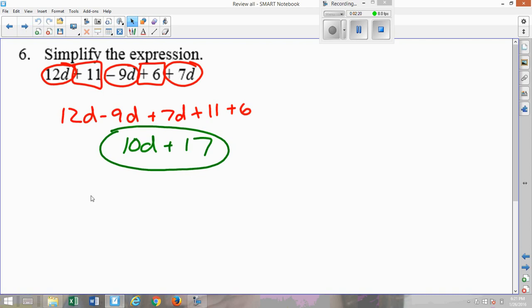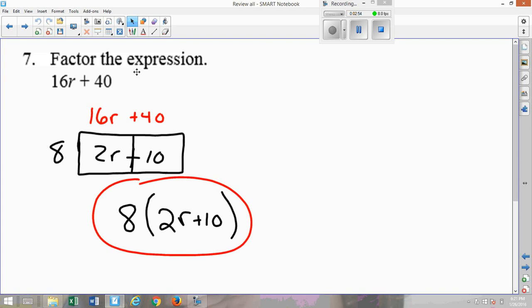Simplify the expression 12d plus 11 minus 11d plus 6d plus 7d. I circled all my d's with their signs, and then I boxed in my numbers without variables. So I get 12d minus 9d plus 7d plus 11 plus 6. So 12d plus minus 9 is going to be 3d. And then 3d plus 7d is 10d, plus 11 plus 6 is 17.